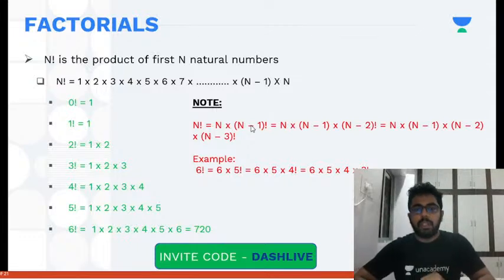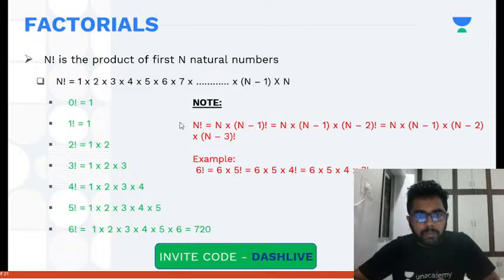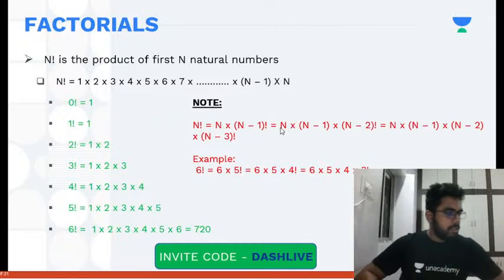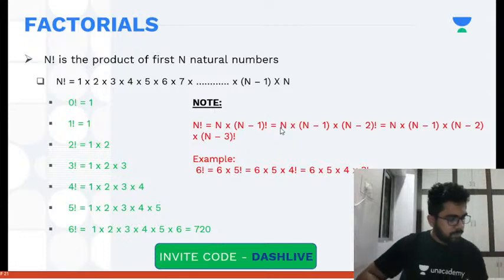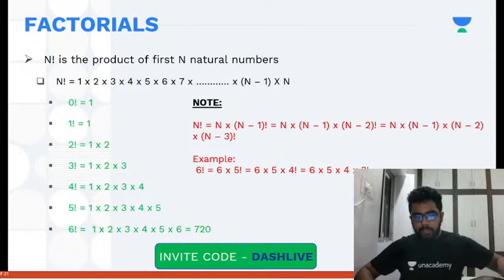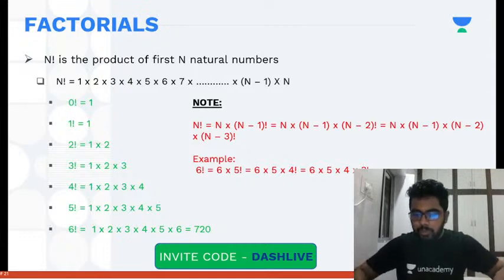Jobin, I'm coming to this. How is 0 factorial 1? So look at this that I have written under the note section. n factorial is n into n minus 1 factorial. Let me write this for you. How is 0 factorial 1? It's a very good question asked by Jobin.